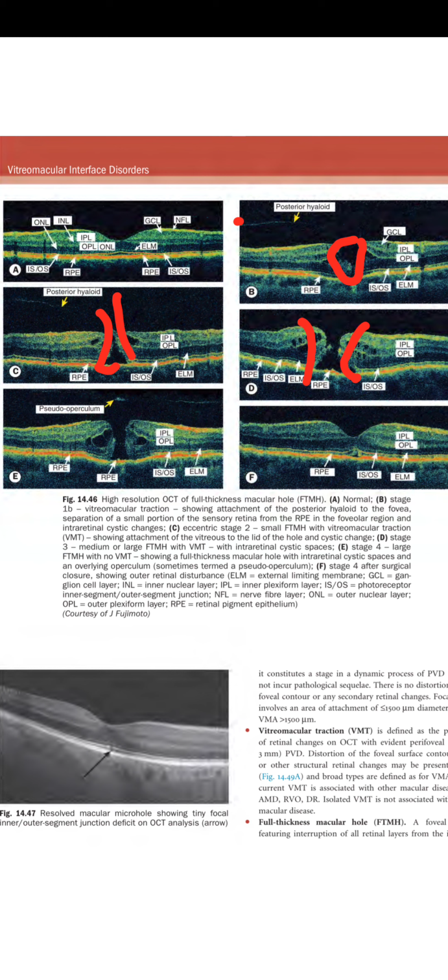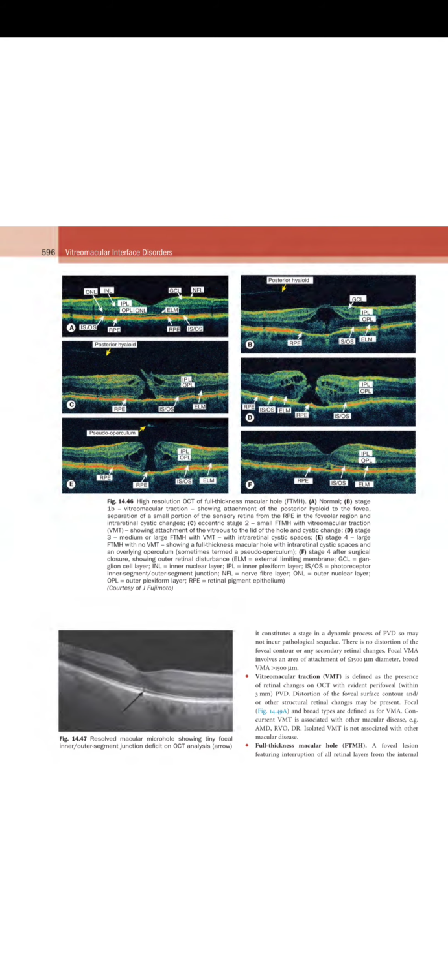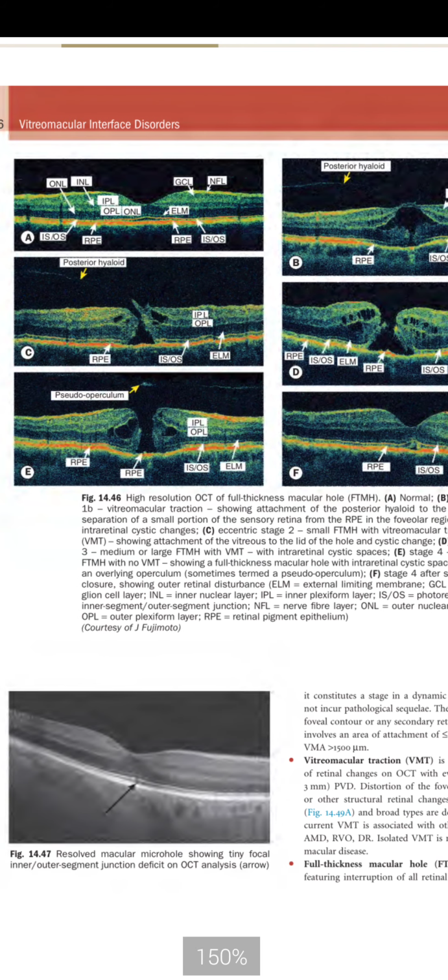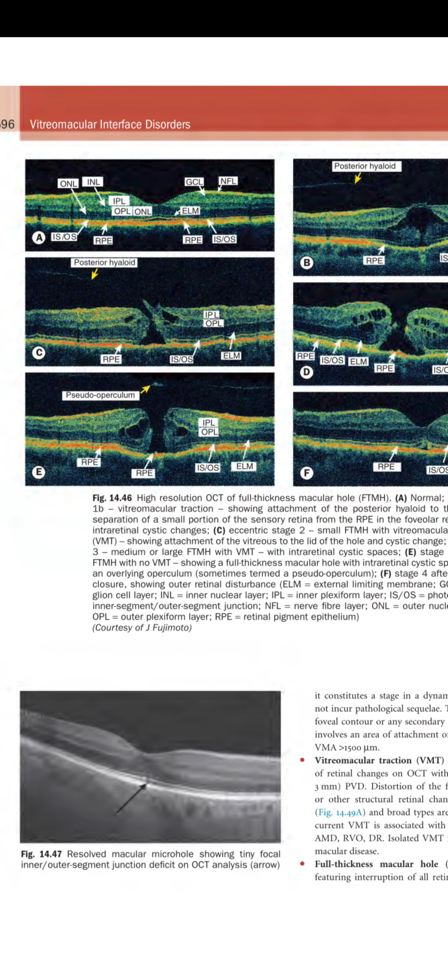and an overlying operculum. So you can see that there is an operculum here, sometimes referred to as a pseudo operculum. And F is showing stage 4 after the surgical closure, showing an outer retinal disruption, a disturbance. So you can see that there is a disruption in the outer layers. So this is showing us a resolved macular hole, showing a tiny focal inner segment outer segment junction deficit on the OCT analysis.